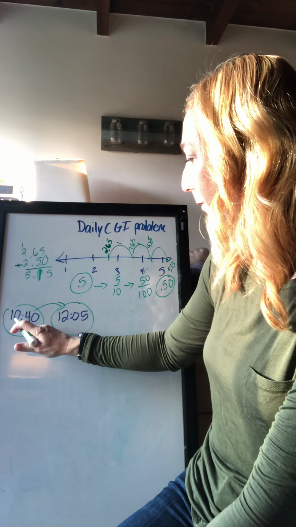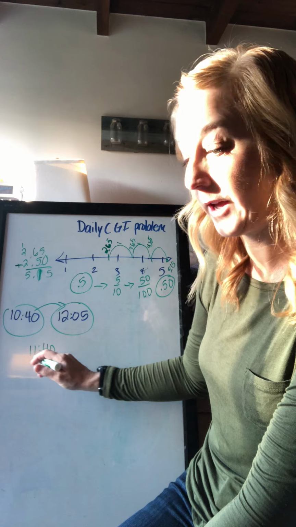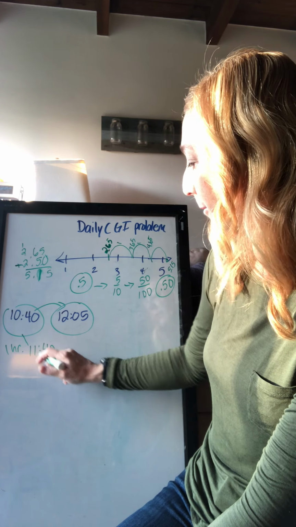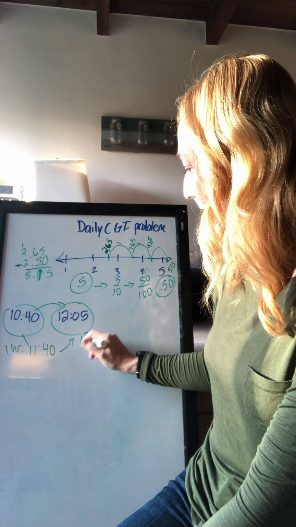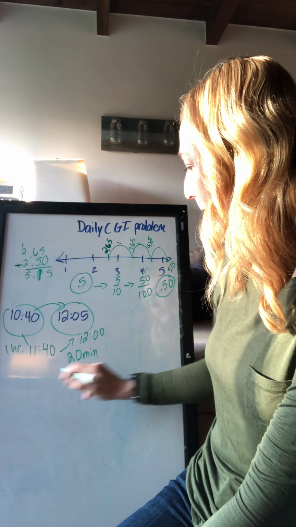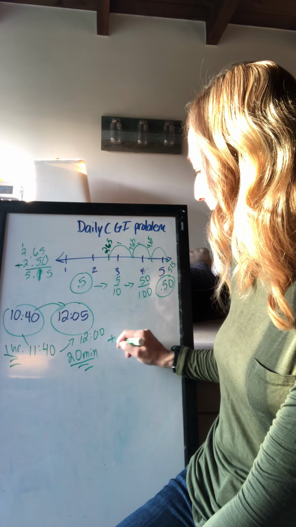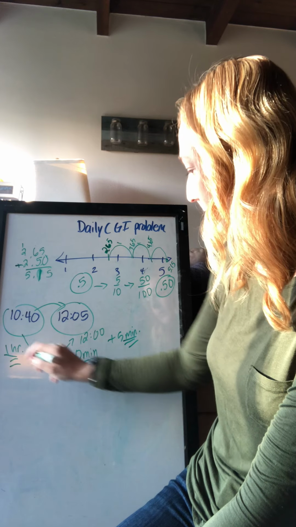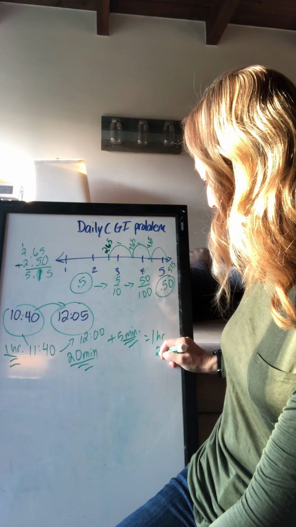So you can go, okay, I'm going to go from 10:40 to 11:40, and then, okay, that's 1 hour. Then I say, okay, from 11:40, how do I go to 12? At 12, that would be 20 minutes. Okay, so I have 1 hour, 20 minutes, but I have to stop at 12:05, so you just add another 5 minutes. So that is 1 hour and 25 minutes.